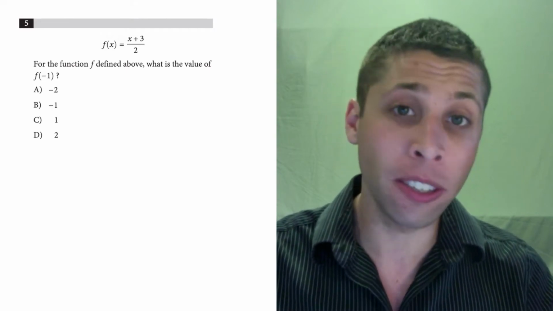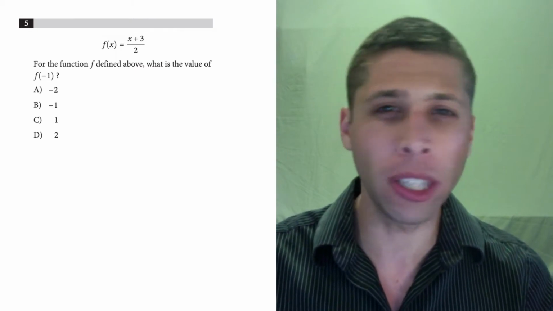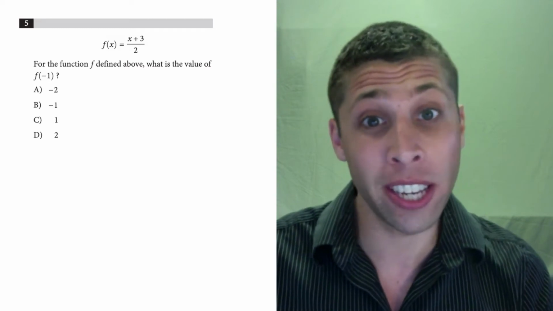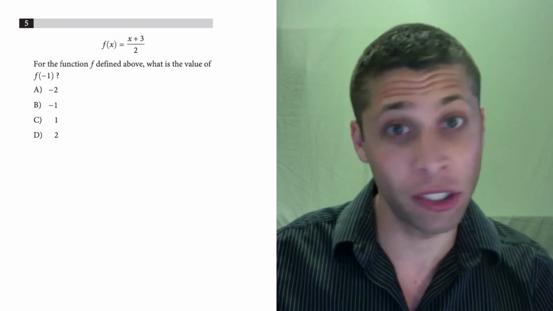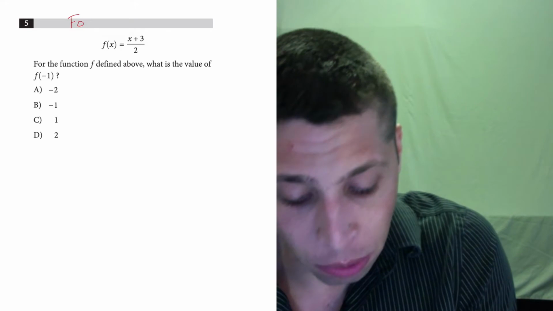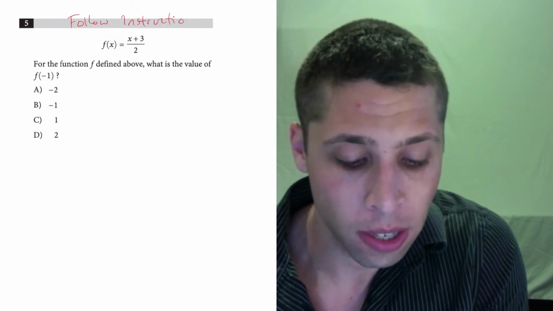But I call it an advanced question because it involves function notation, which is something that we don't really learn in math until later in our math lives. So maybe you haven't even learned it yet. The good thing is it's really, really easy at this point. This is just a number 5, so we should expect it to be easy. In fact, the only strategy we're really going to use here is to follow instructions.